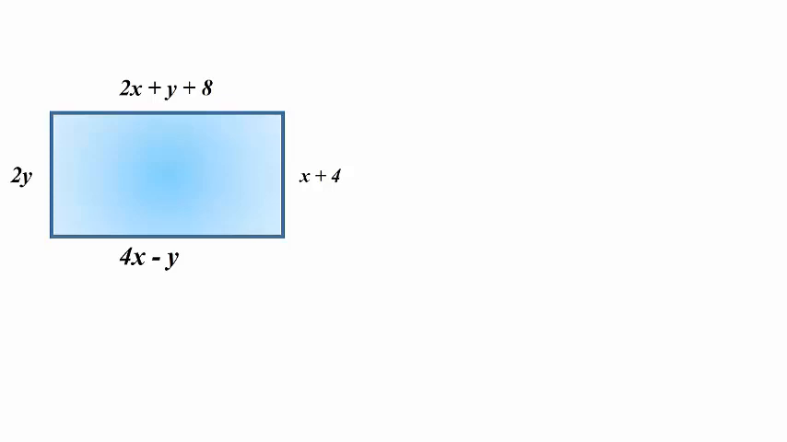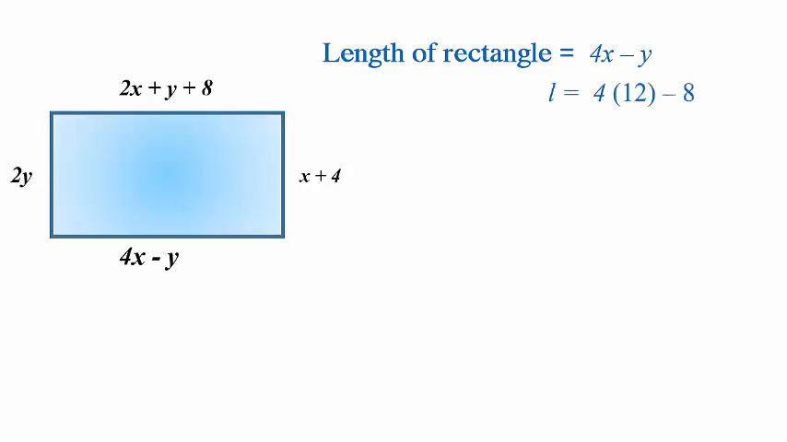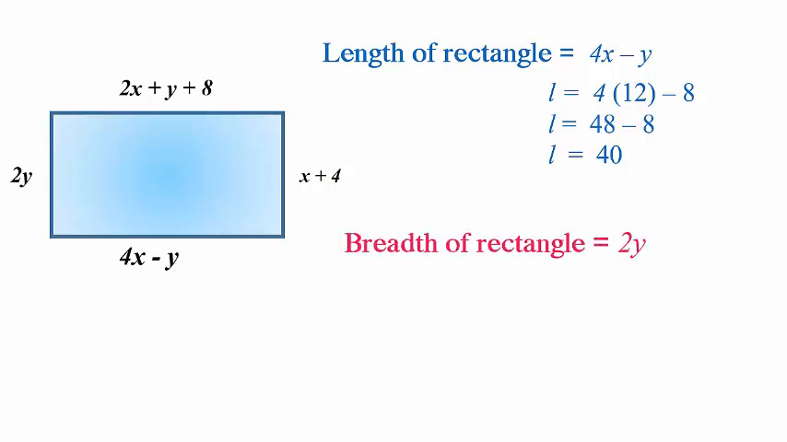Now we want to find out the perimeter and area of the rectangle, and we know that the area of a rectangle is equal to length into breadth, and the perimeter of a rectangle is equal to 2 in bracket length plus breadth. So here the length of the rectangle we take as 4x minus y. So 4x minus y and 2x plus y plus 8 are the lengths of the rectangle, and both are equal. So here we take the length of the rectangle as 4x minus y, and putting the value of x as 12 and y as 8, and by solving we get length is 40. The length of the rectangle is 40.